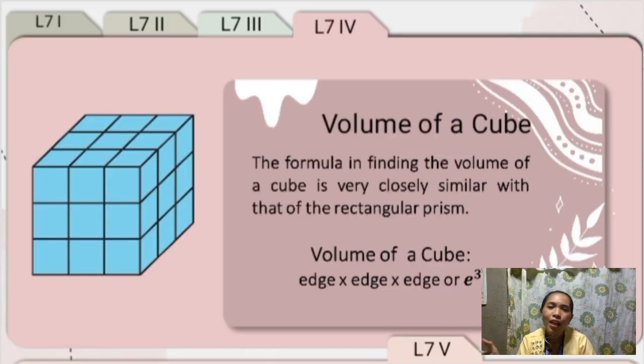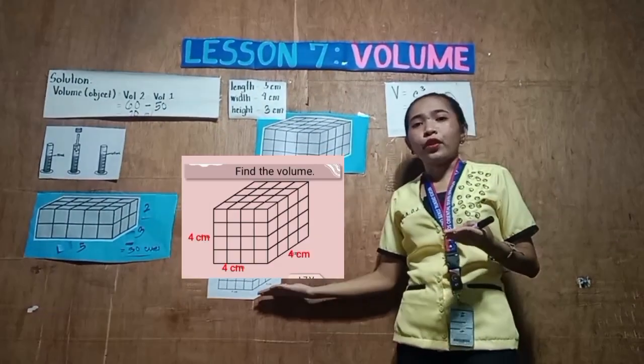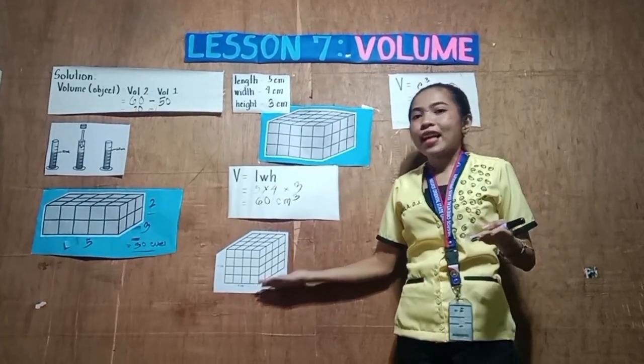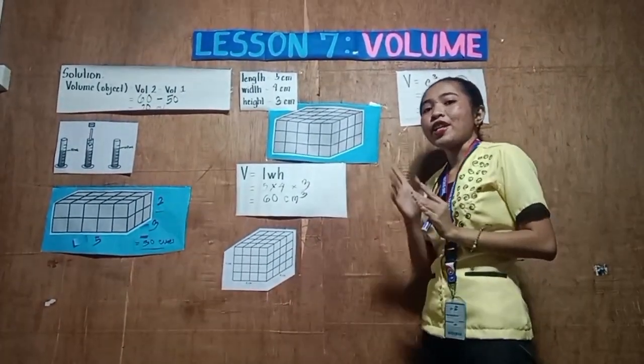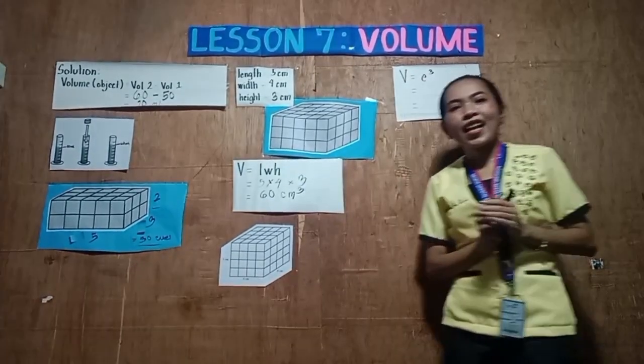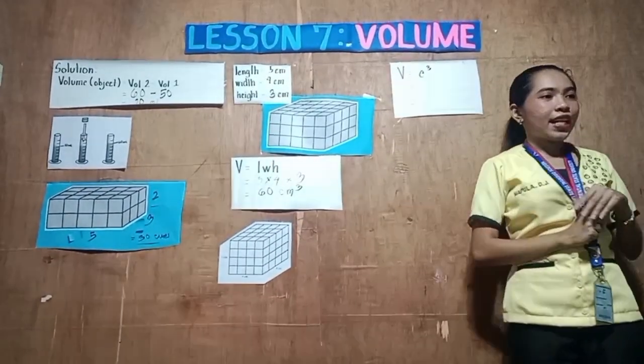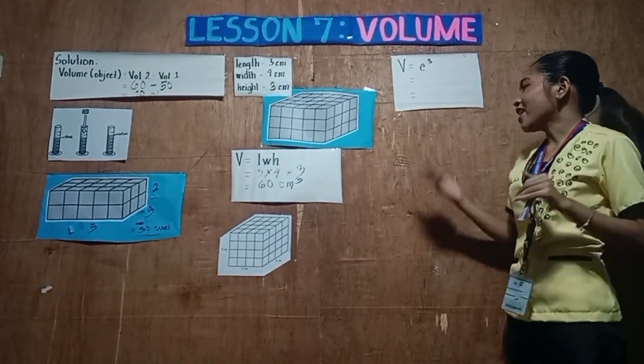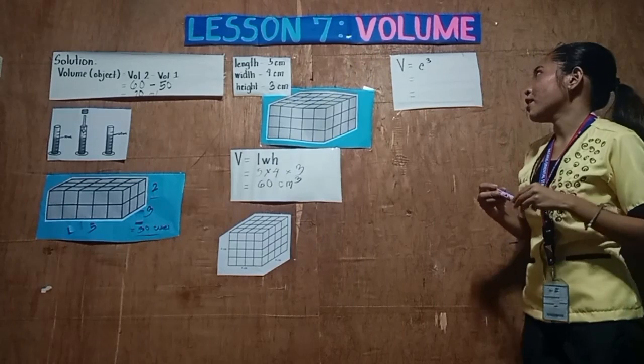So the formula in finding the volume of a cube is very closely similar with that of the rectangular prism. So the volume of a cube is equal to edge times edge times edge, or e to the power of 3. And now let's try to find the volume of a cube if its edge is 4 centimeters. I will give you 1 minute to answer, and your timer starts now. Okay, time's up. What's your answer? Yes, lovely. Very good. The answer is 64 cubic centimeters.